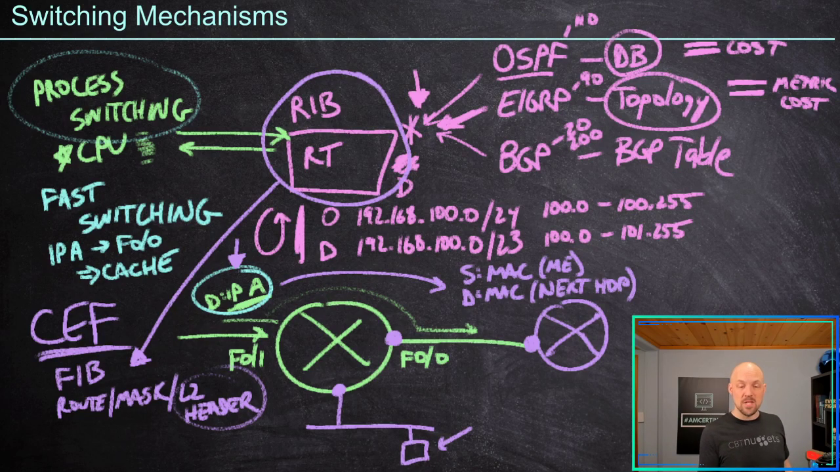That way, when the packet comes in, I don't have to process switch. Not even for the first time. I've never even gotten a packet destined for this subnet, but I've already populated my CEF table. Therefore, I can bring that packet in, I can look it up by the route and by the mask, and I can just swap out headers. Rip out that header, put in this header, I've already constructed it. Source MAC address is me, destination MAC address is my next hop. I've already got it all figured out. So I just send it off.